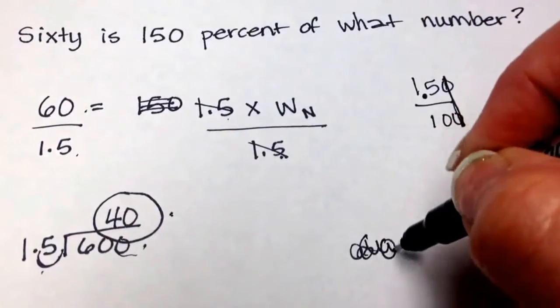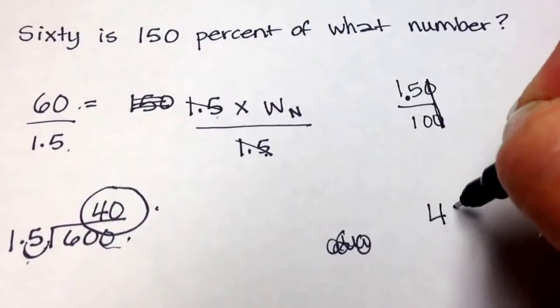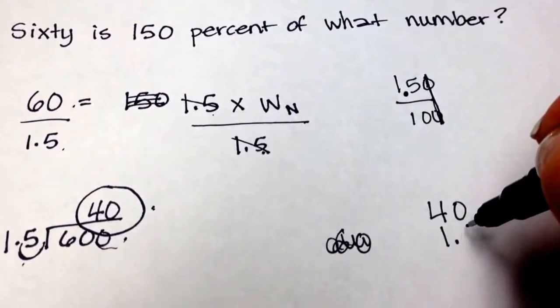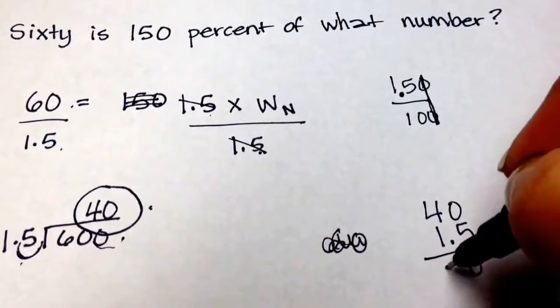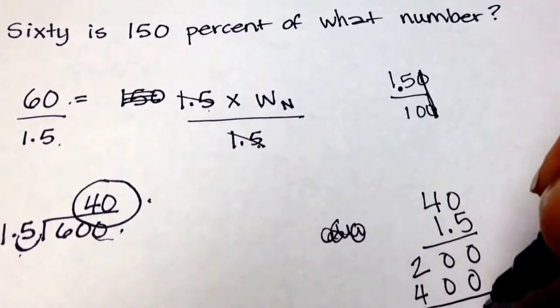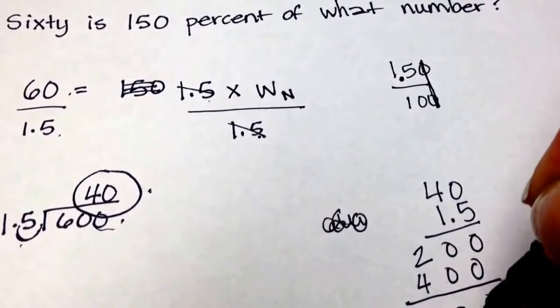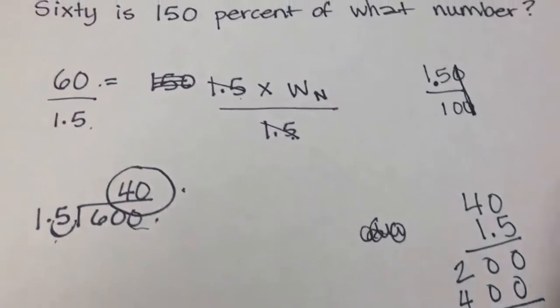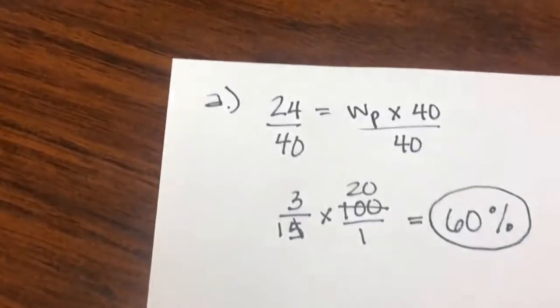Alrighty? If we didn't believe that, let's see if it works. So, 60. 40 times 150%, or 1.5. Let's see what happens. Oh, look at this. Oh, that's exciting. We did it correctly. Ta-da. Okay. You're like, yeah, Mrs. Venzela, whatever. Don't worry, here's more.